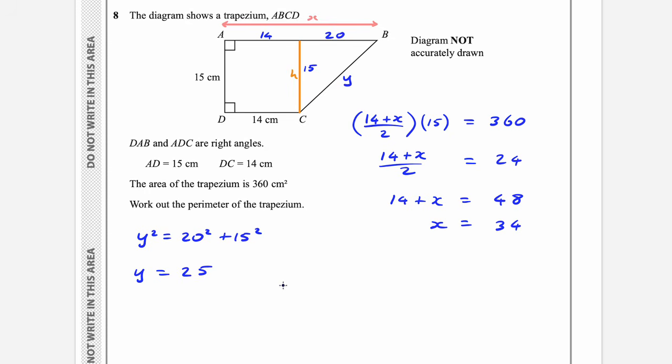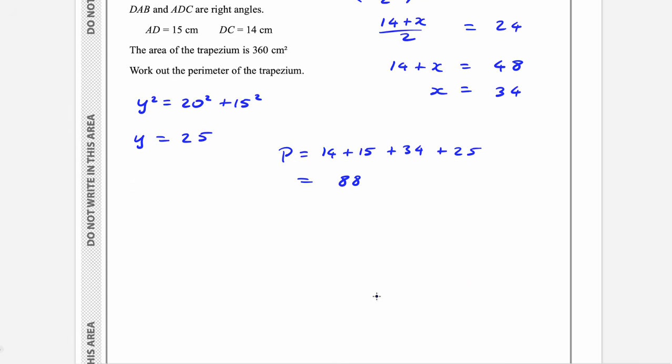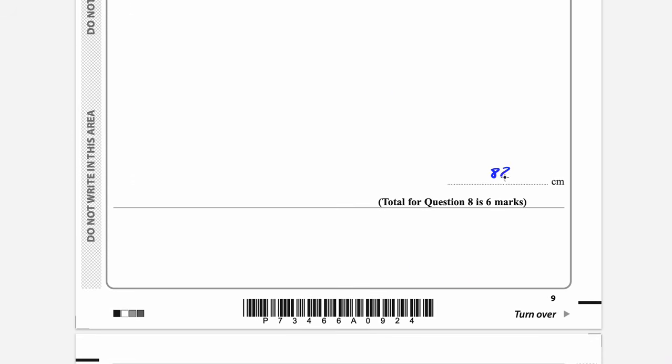The perimeter is therefore 14 plus 15 plus the big X, which is 34, plus the y, which is 25. This gives us, guys, 40, 50, 60, 70, 80, 88. 88 centimeters. Okay, that, guys, is question 8.